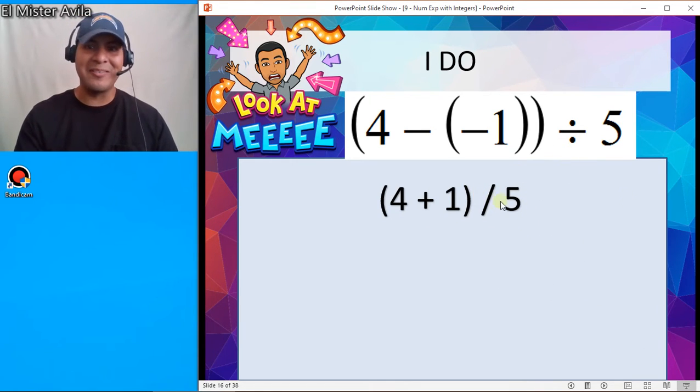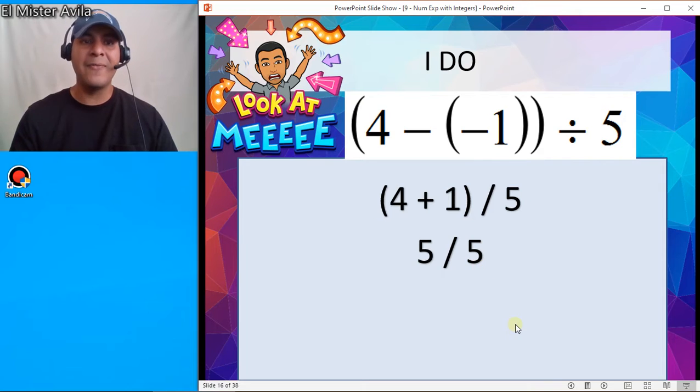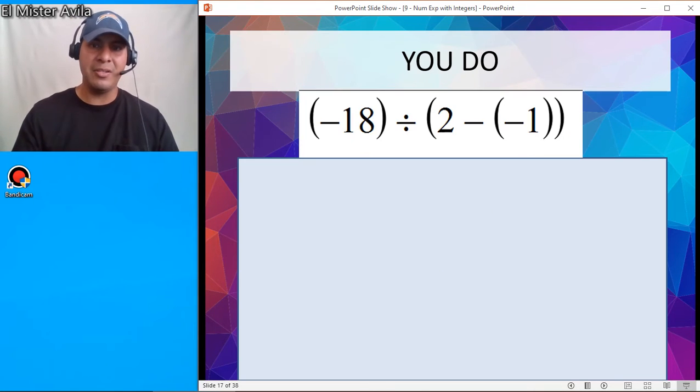I changed the symbol. I couldn't type it in that easily, so I made it a slash for the division sign. Since we have the parentheses here, we're still going to evaluate what's inside those parentheses. 4 plus 1 gives us 5, and 5 divided by 5 is 1. So our answer here is 1. Write that down because you're about to do one that looks very similar to this.